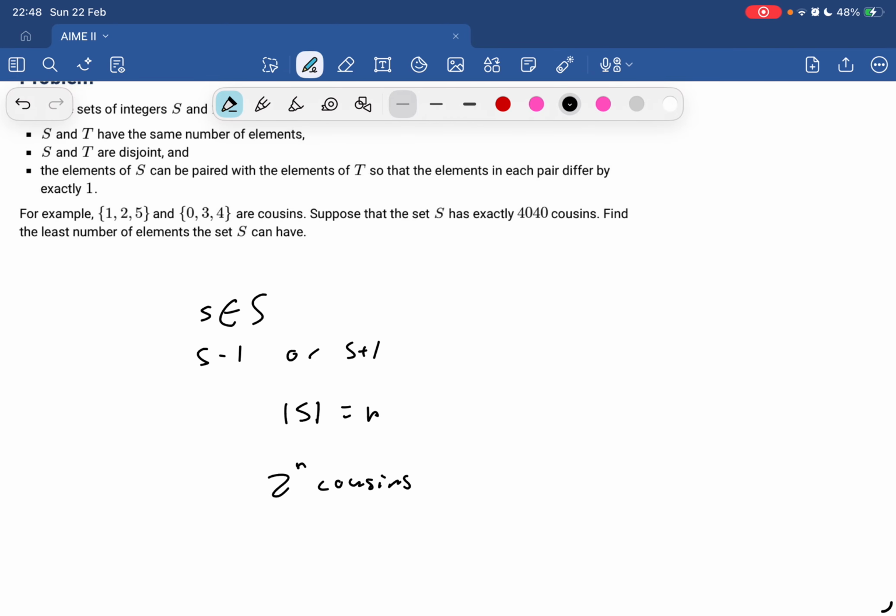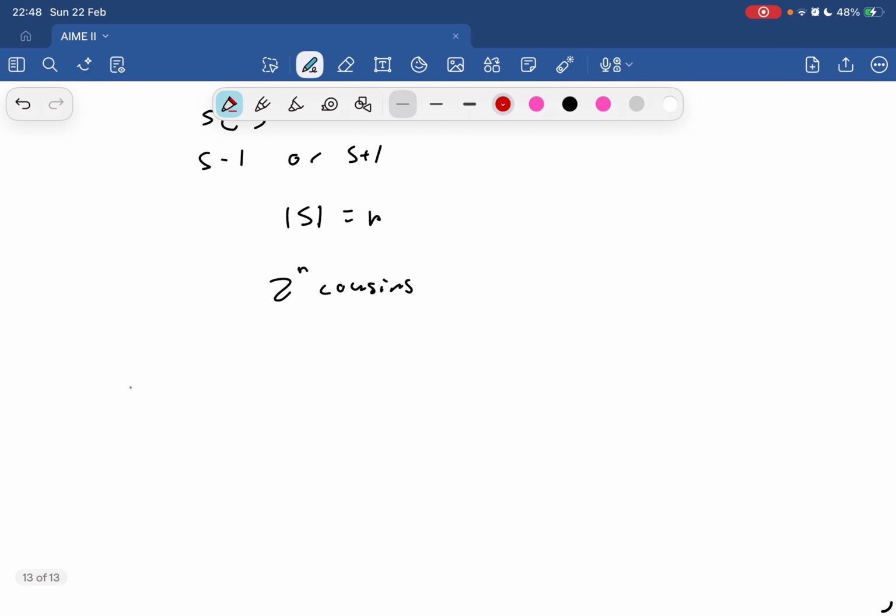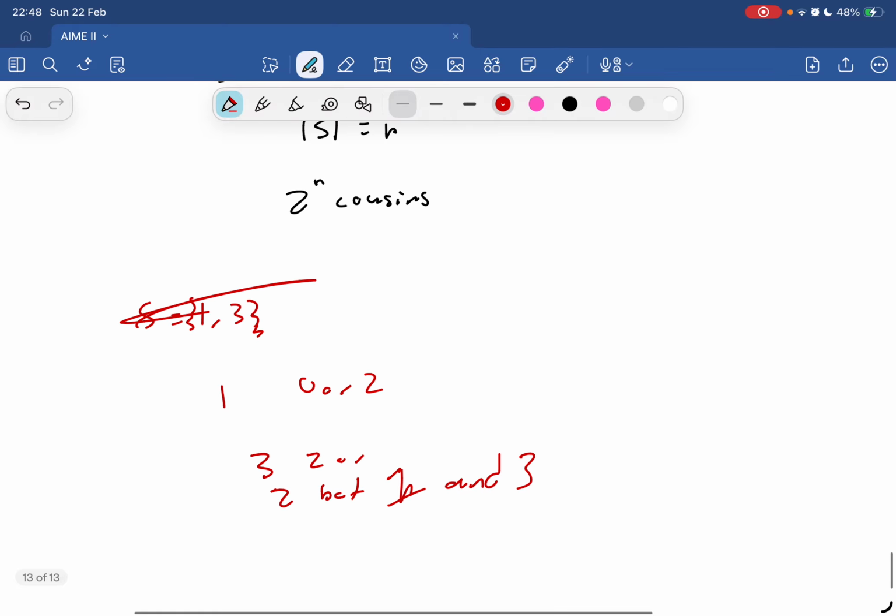But it can't be, because if two elements of S differ by 2, their pairing choices interfere. For example, in this case, S equals {1, 3}. 1 can pair with 0 or 2. 3 pairs with 2 or 4. But 2 cannot pair with both 1 and 3. So obviously this won't work.